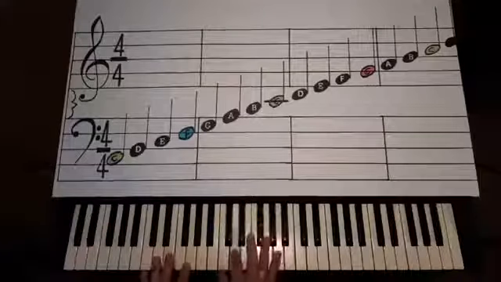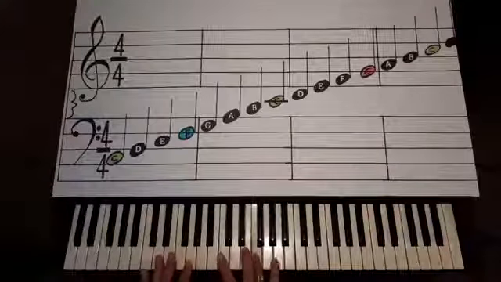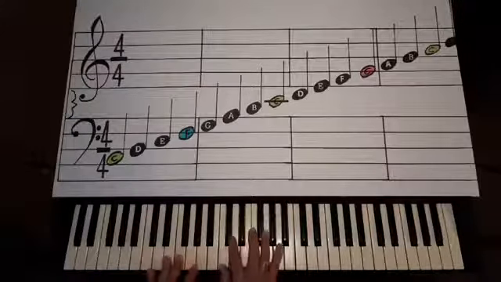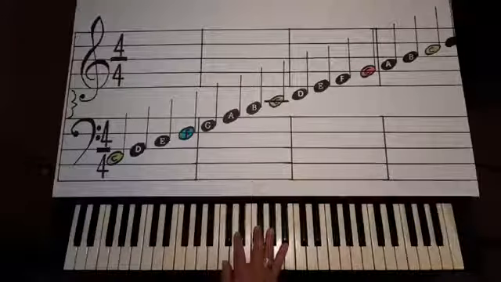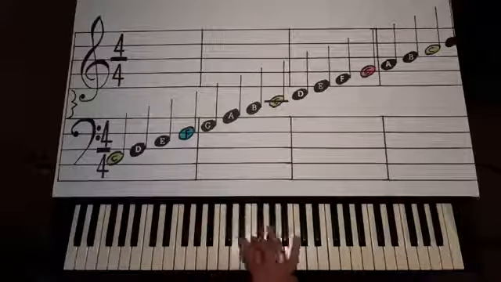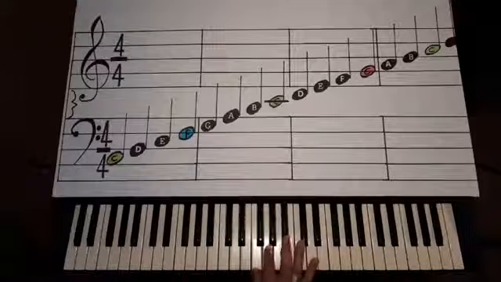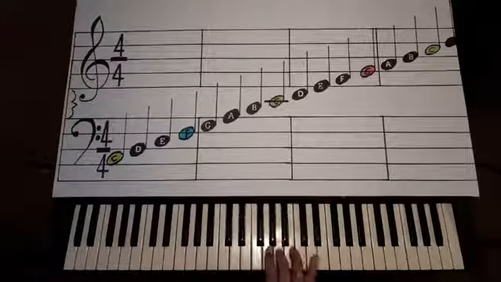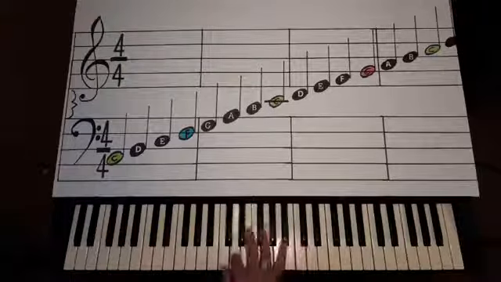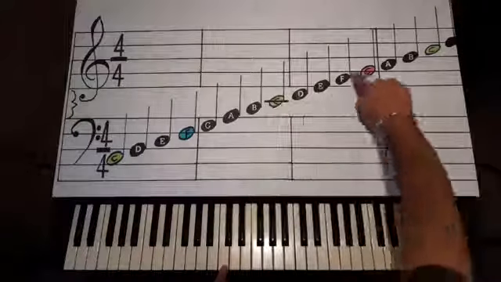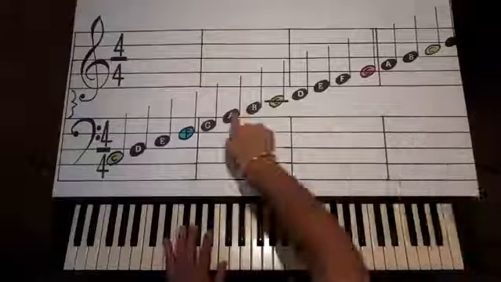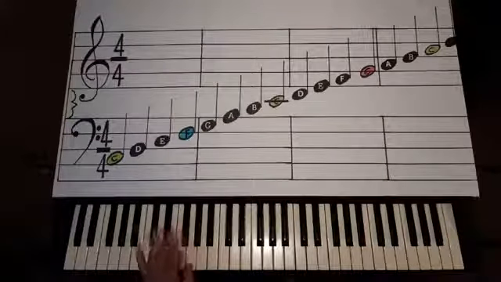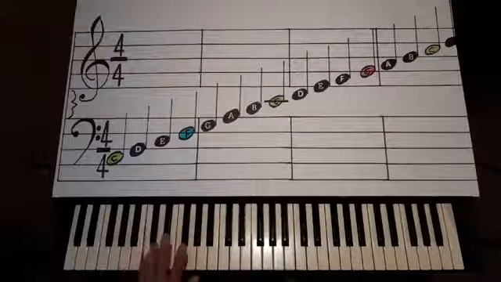C, D, E, F, G, five notes. If you want to do the whole scale, the eight notes, you go 1, 2, 3, thumb under, 4, 5, 6, 7, 8. Back down, 1, 2, 3, 4, 5, 6, 7, 8. That's this part. Now this part down, right? 1, 2, 3, thumb under, 4, 5, 6, 7, 8.